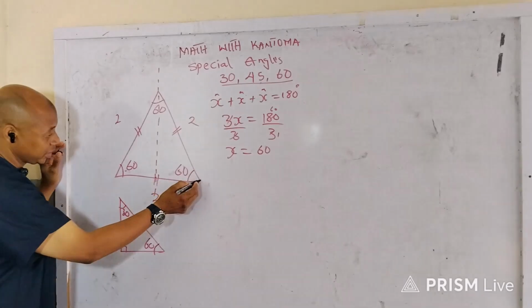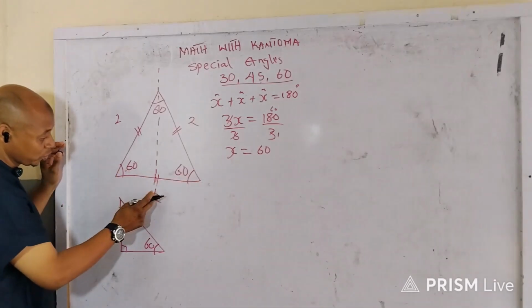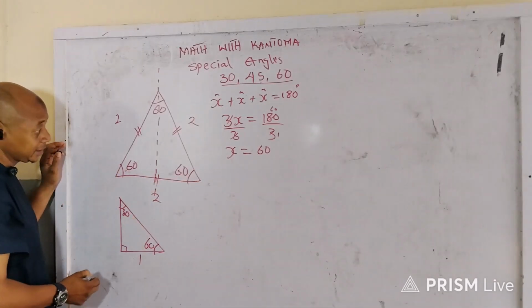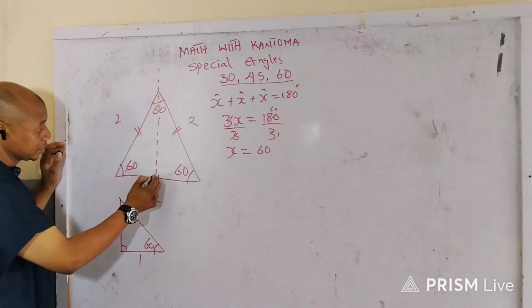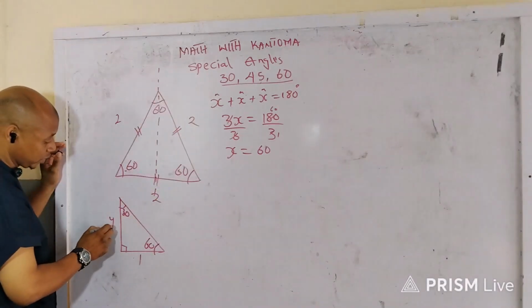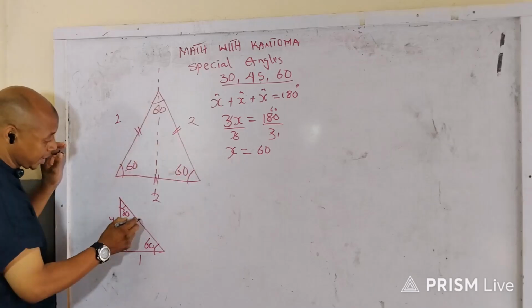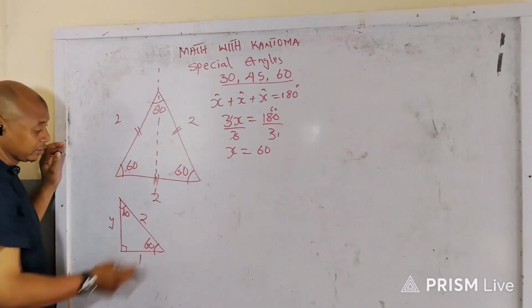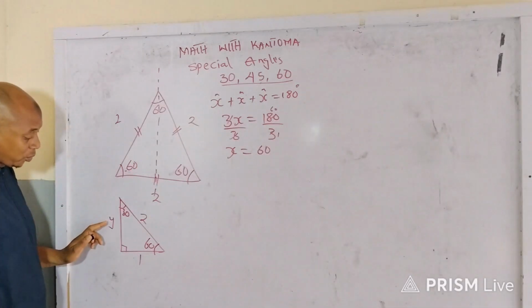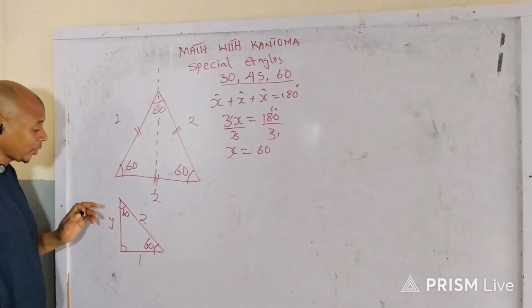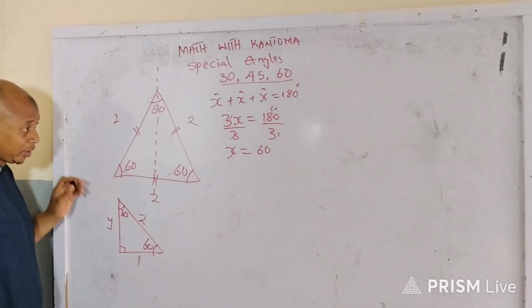The length from here to here is half of this length, which is going to be 1, right? Then this distance we constructed, we don't know the value, so let me call this side y. And then the slant side here is 2, which is the same value here. So I can find the value of y using Pythagoras theorem.